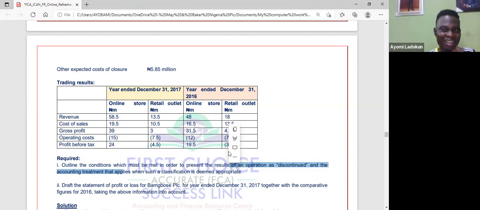Then what is the accounting treatment? You now say that the total or sum of the post-tax profit or loss of the discontinued operation and the post-tax gain or loss recognized on the measurement of fair value less cost of sale must be presented as a single amount on the face of the statement of profit or loss account. So that's what you are telling the examiner.